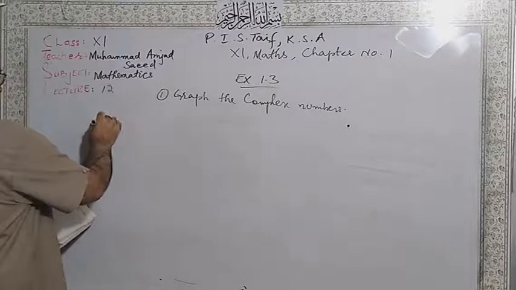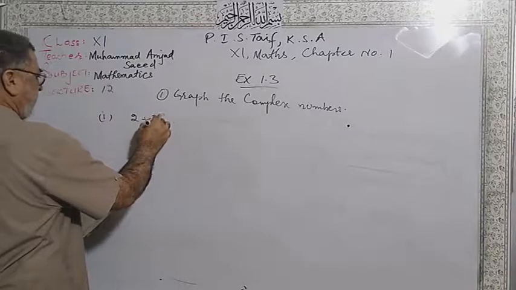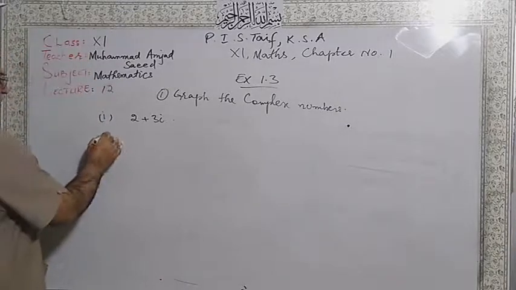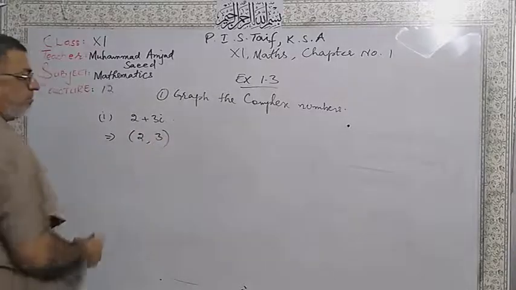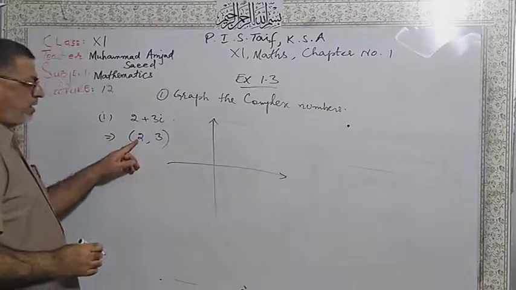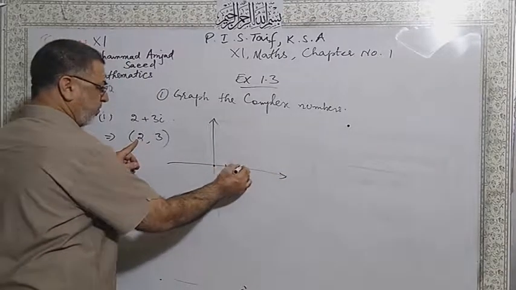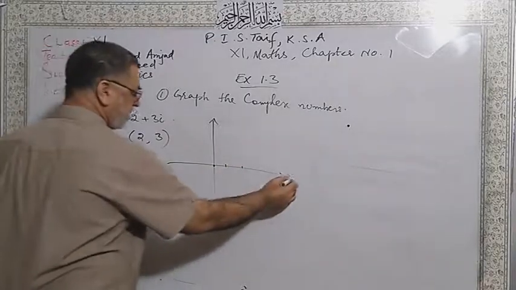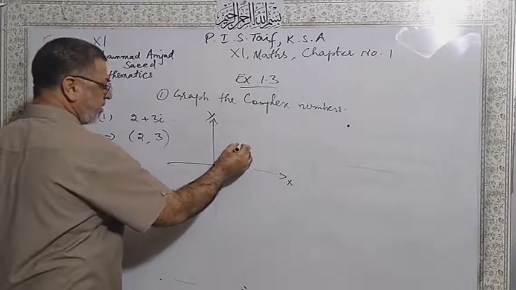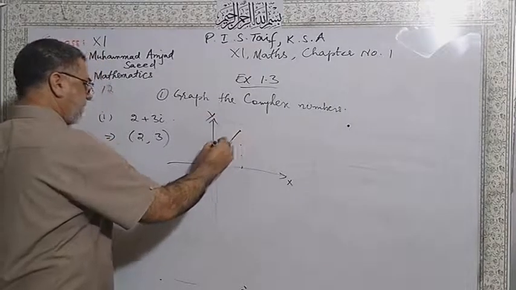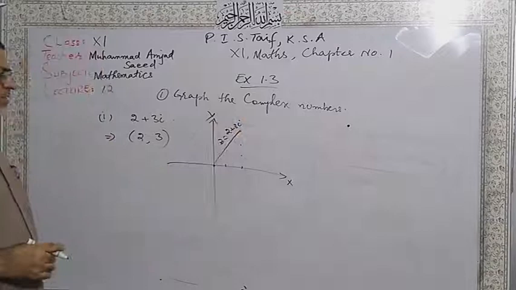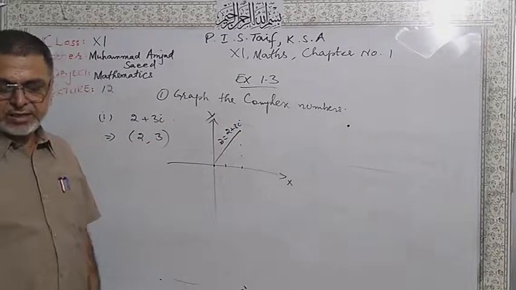Graph the complex number. Number 1 is 2 plus 3 iota. They are very simple, very easy questions. First of all, you can convert it into ordered pair form and then draw. You know that 2 is along the x component. From the origin, you move 2 points towards the right, positive, and 3, y is positive, so you will move up 1, 2, and 3. So this one is z equal to 2 plus 3 iota, that is your complex number. In this way you can draw very easily.